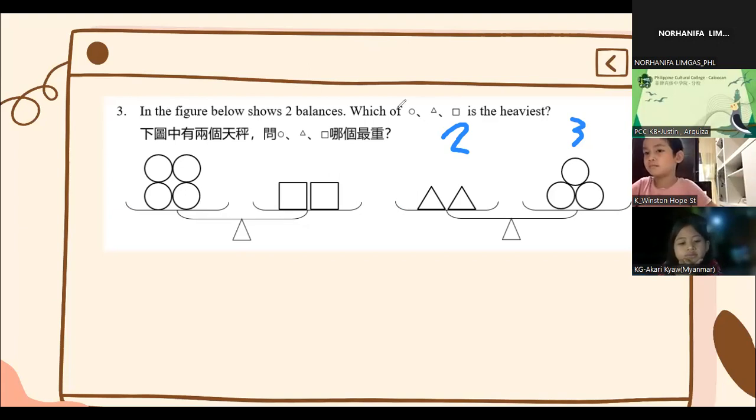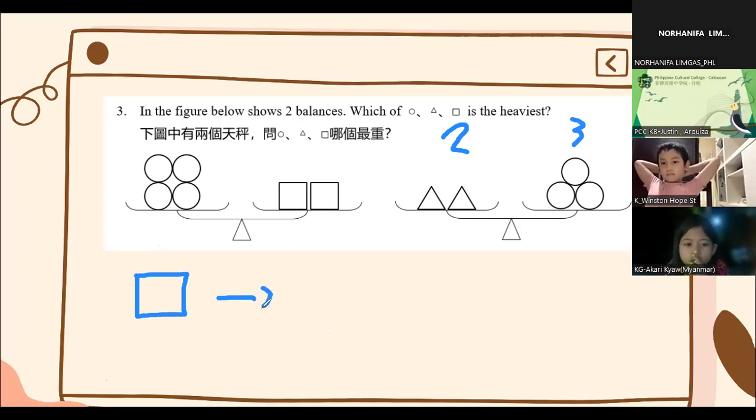So if you're going to rank them, which one is the heaviest? Remember, the circle is already less than the triangle, and there's another figure that is less than the circle. So if you're going to rank them from lighter to the heaviest, your lighter is actually the square, right? Because it's less than the circle. The next one is going to be your circle, and then finally is your triangle.